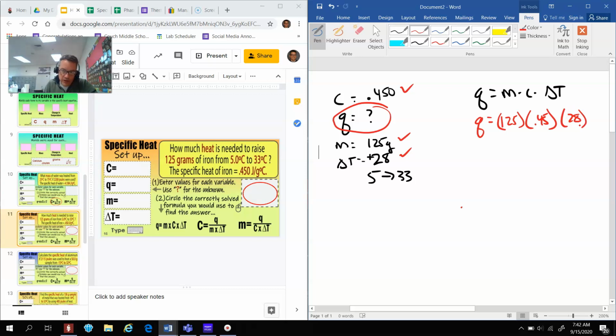25, we just need to multiply these together, times 0.45 times 28, and we get 1575. So again, this is the amount of energy that would be needed to change the temperature of that amount of iron. This is the measure of energy. We end up putting a joule at the end of it.